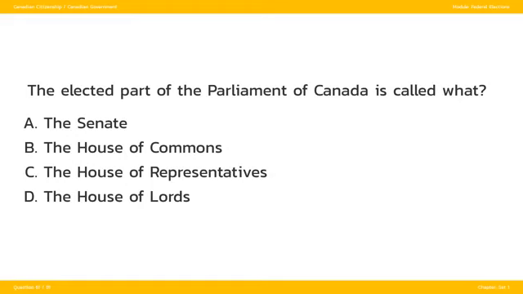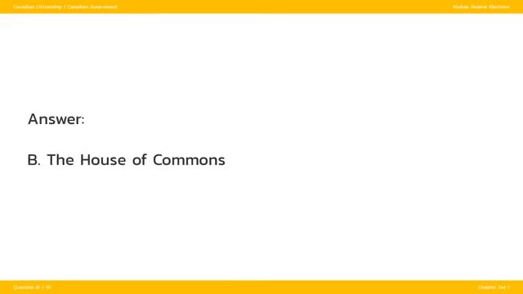The elected part of the Parliament of Canada is called what? A. The Senate. B. The House of Commons. C. The House of Representatives. D. The House of Lords. The answer is B. The House of Commons.